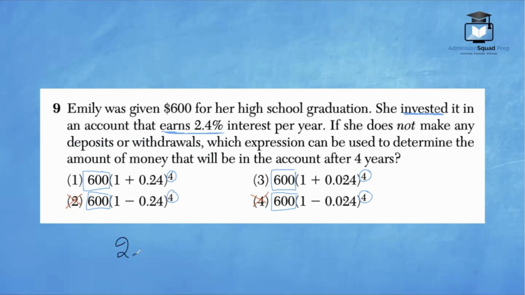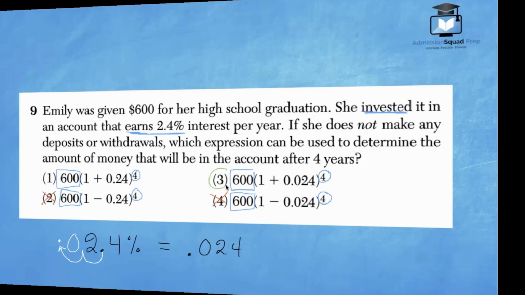Remember, our goal is to convert the percent into a decimal. We're going to move the decimal point 2 places to the left. That's 1 and then 2. We typically have to divide by 100 when converting a percent into a decimal. So the decimal equivalent would be 0.024. So the correct answer is choice 3.